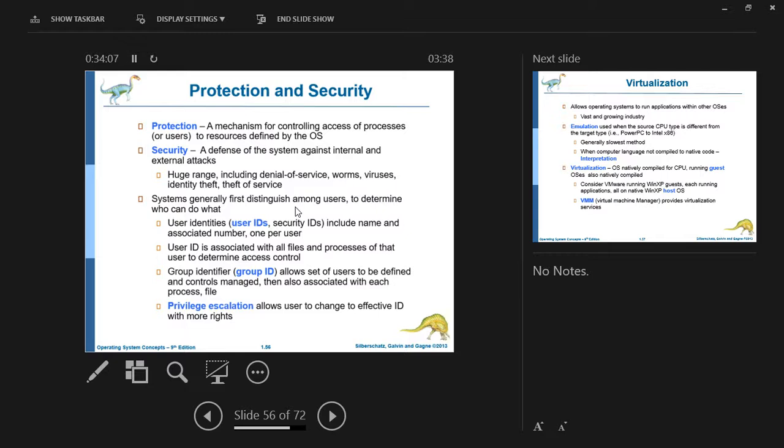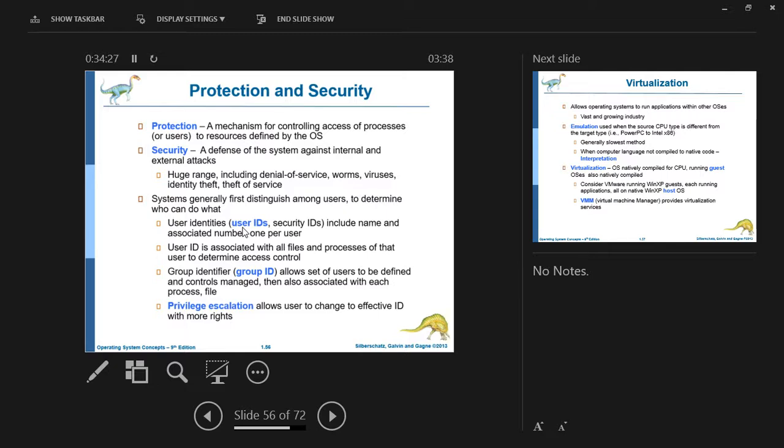Okay, denial of service, worms, viruses, identity theft and theft of service. These are some such kinds of attacks. Systems generally first distinguish among users to determine who can do what. User identities such as user IDs and security IDs are what you provide.